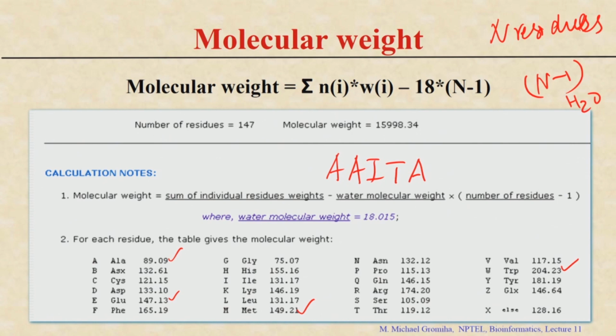So, to calculate the molecular weight, what do we have to do? First, we have to assign values for each of the residues. So, how many alanines here? 3. So, 3 multiplied by 89. Then I is 1 time, 1 multiplied by 131, and 1 T, this multiplied by 119.